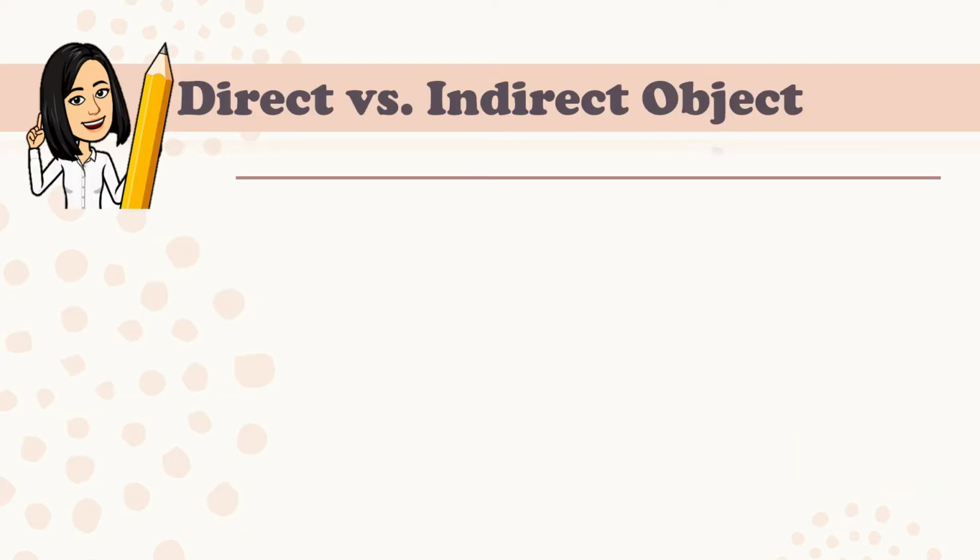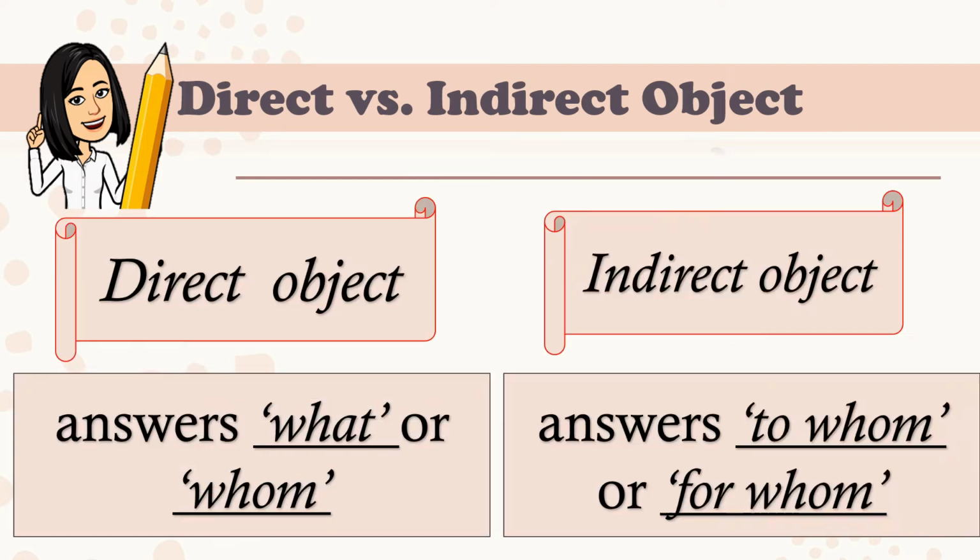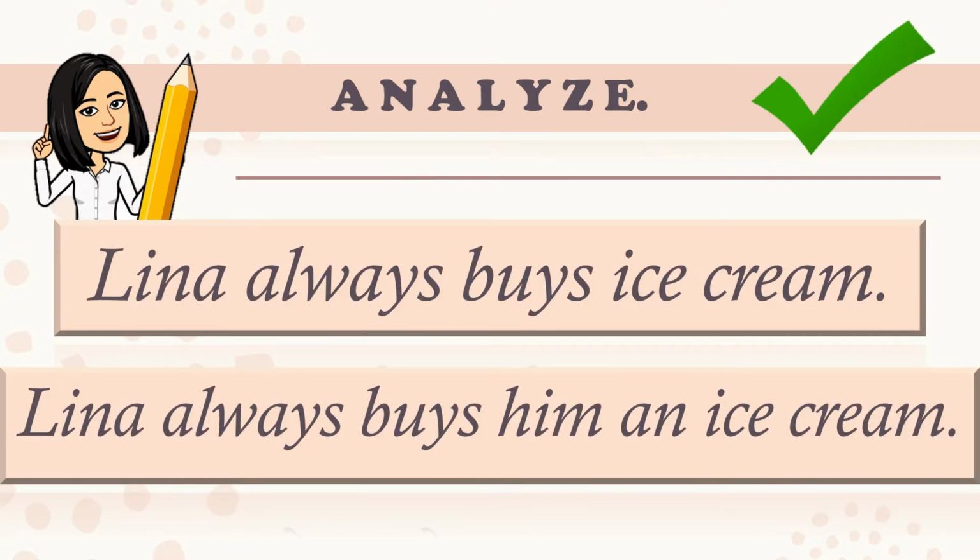Now, those objects may be direct or indirect. A direct object answers the questions what or whom. On the other hand, an indirect object answers the questions to whom or for whom. Now, let's have some examples.